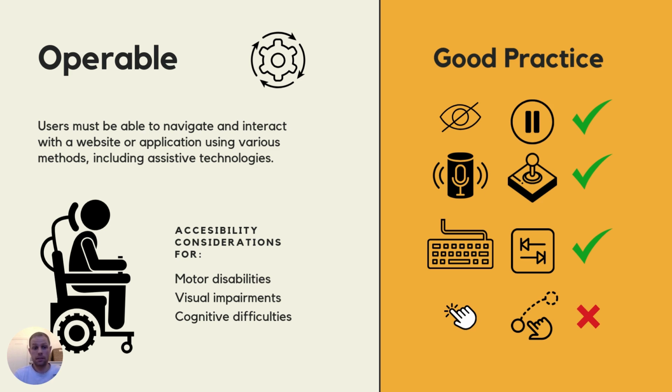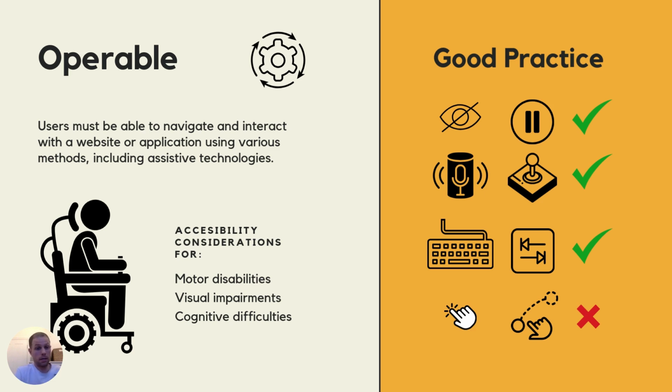So good practice for this principle includes making content pausable, stoppable, or hideable, as automatically moving or scrolling or updating content can be distracting and difficult for users to interact with. Your content should support input device alternatives, as some users may operate websites with speech recognition, joysticks, or other assistive technologies.